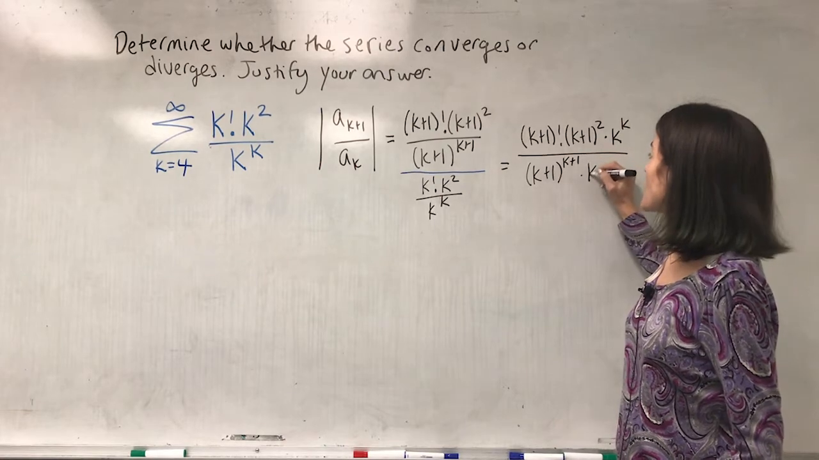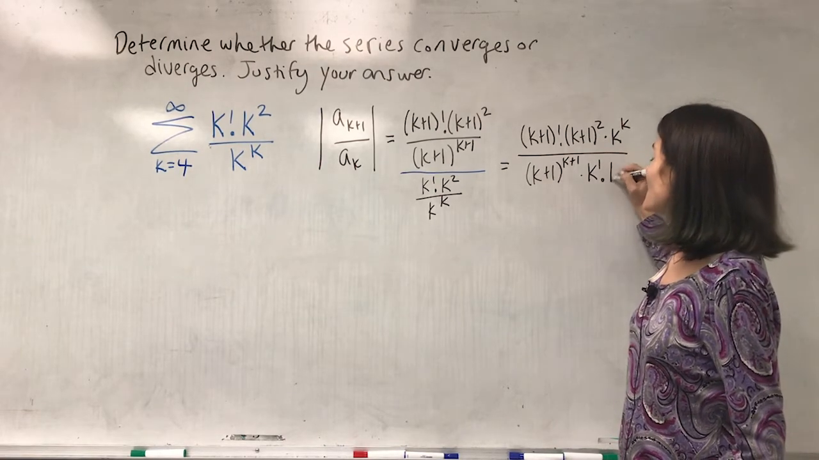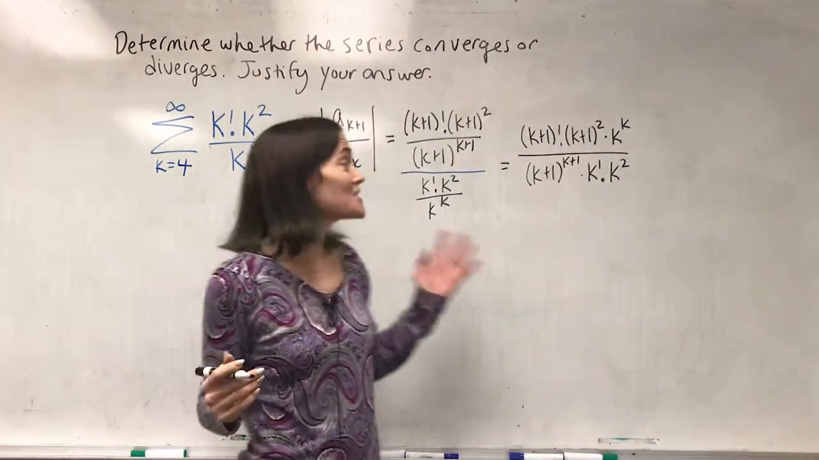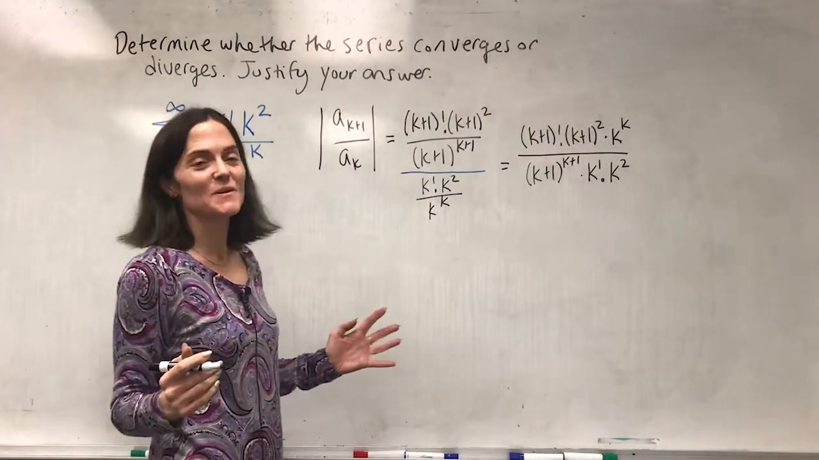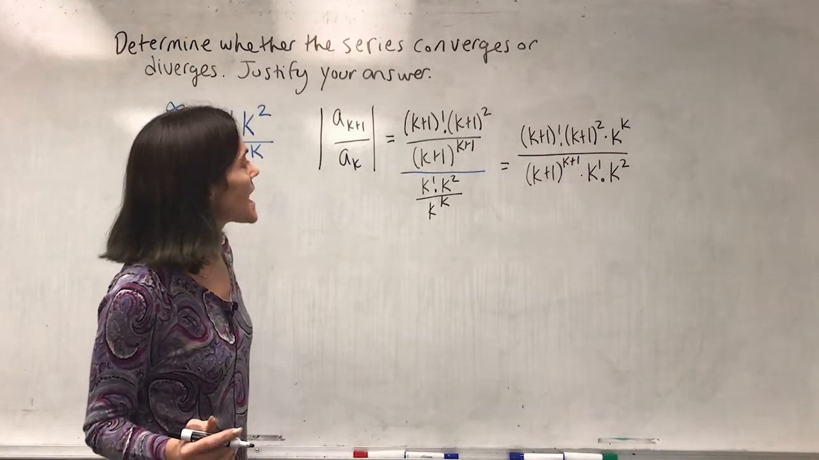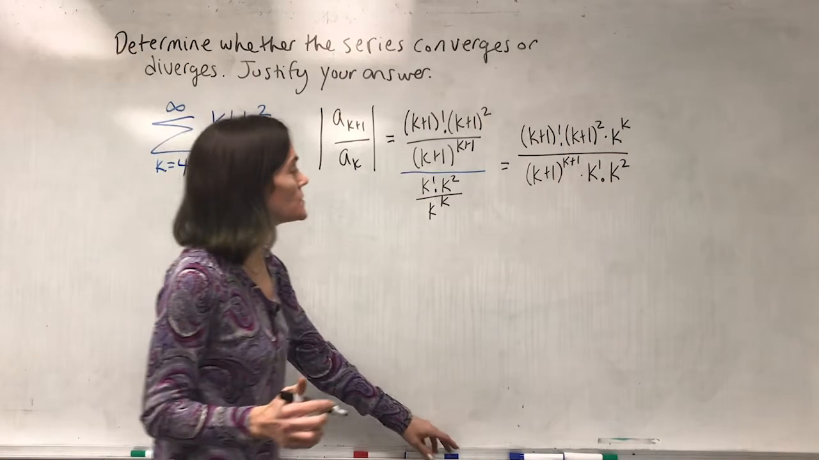Then I have a k factorial, and I have a k squared. Okay, so far so good, although trying to find a limit of that as we go to infinity, we are not ready to do yet. But some very nice things happen. What am I going to use here?